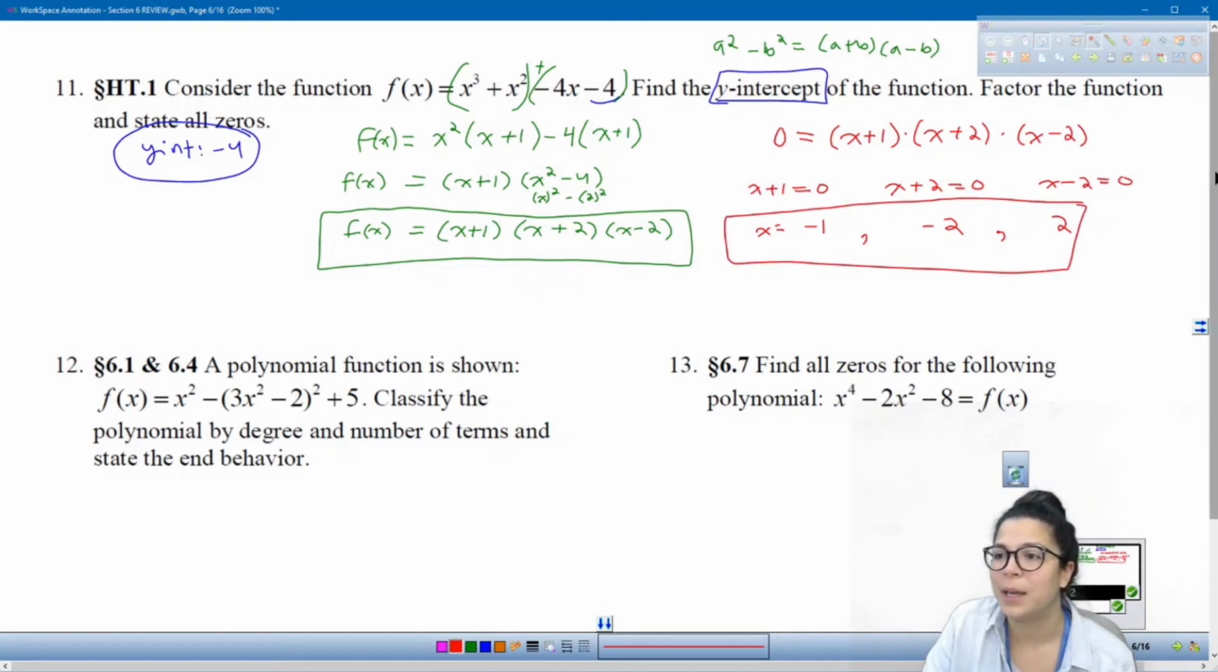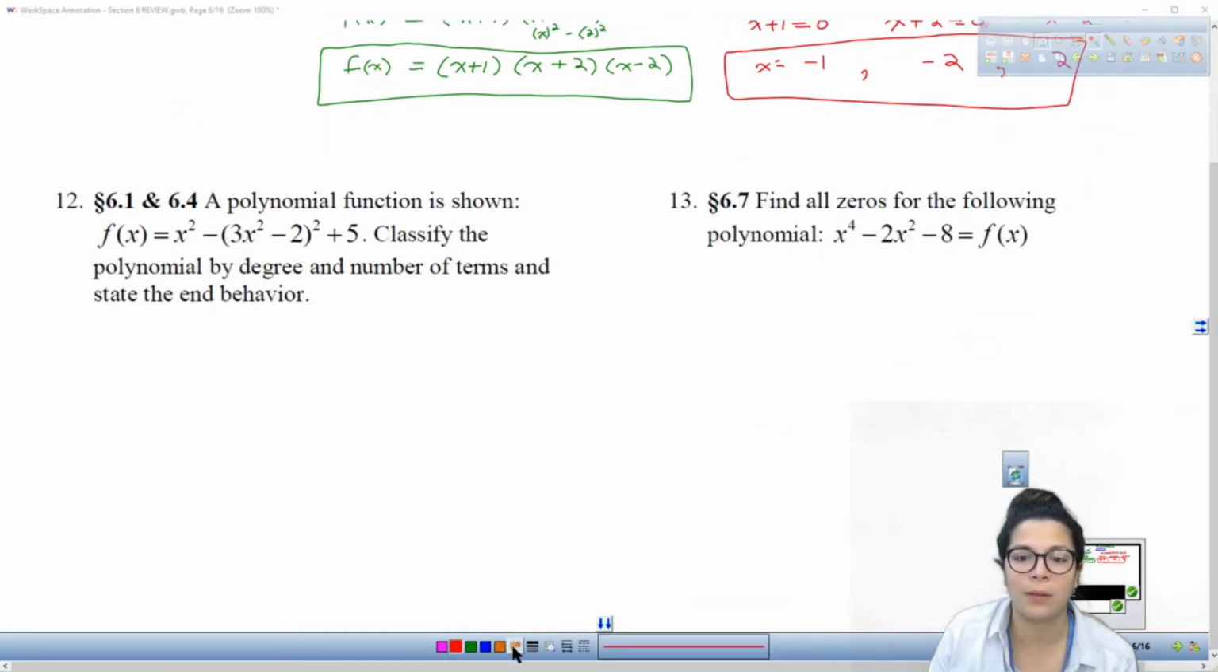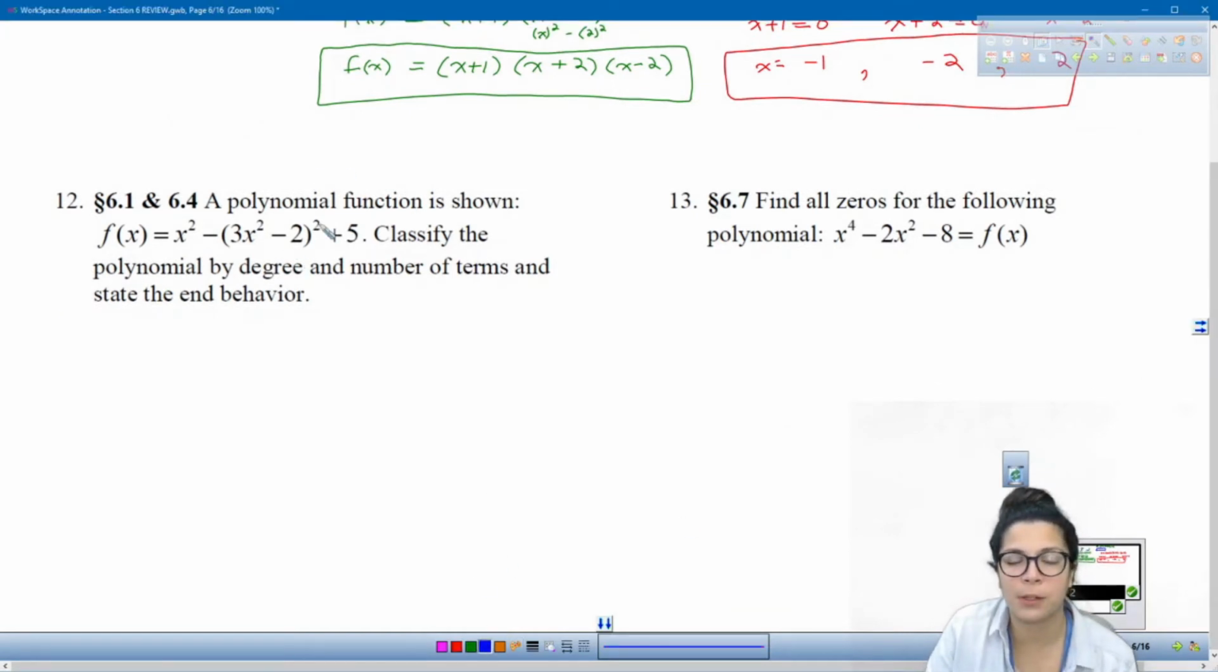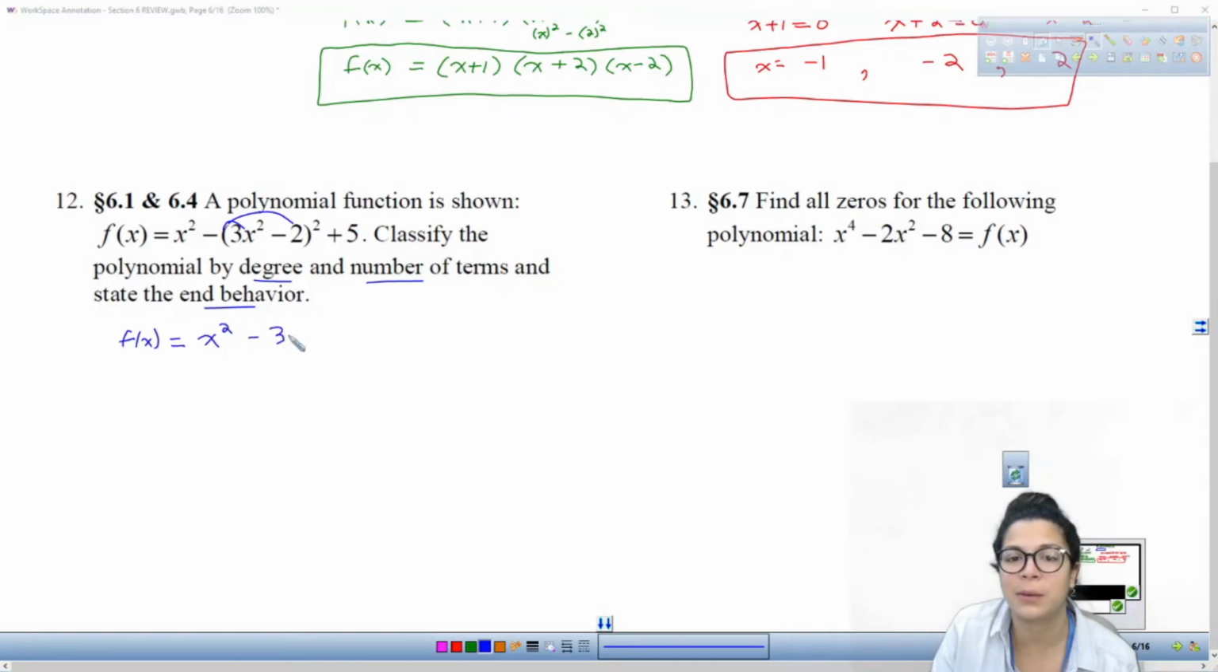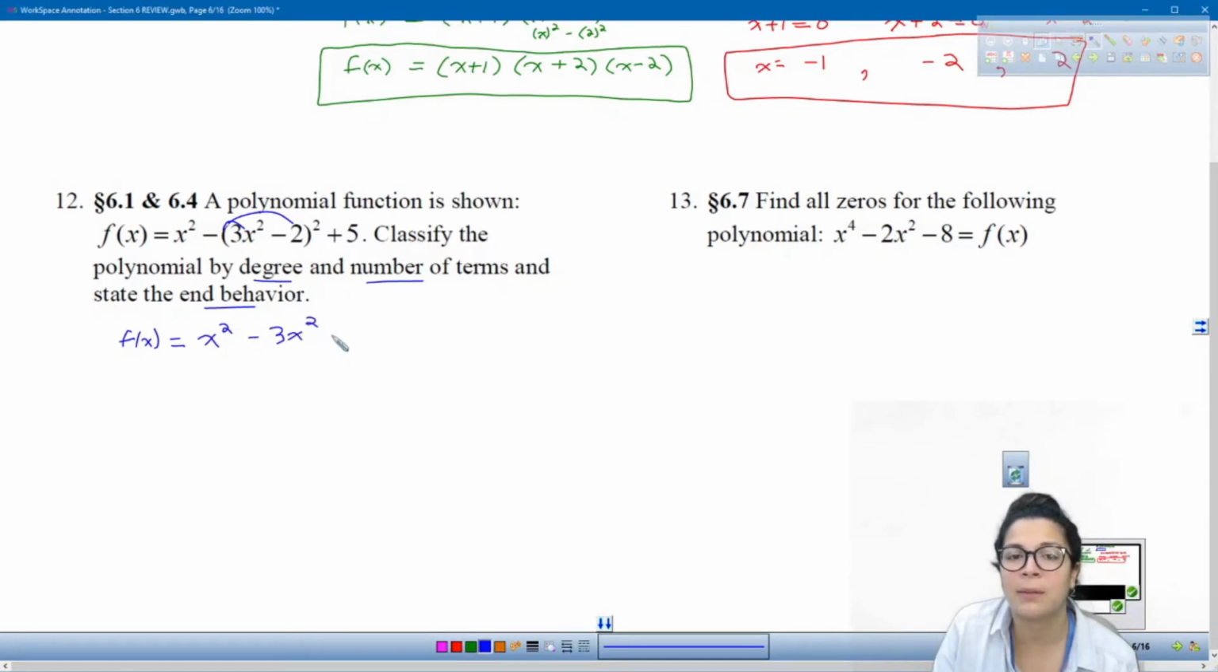All right, moving right along, number 12. A polynomial function is shown here. Classify the polynomial by degree, number of terms, and also state the end behavior. Remember, in order to classify, you need to simplify first. So let's take f of x, and we need to simplify -x here. x squared I'm just going to bring down, but -x times 3x squared is -3x squared. Negative times -2 is +2.